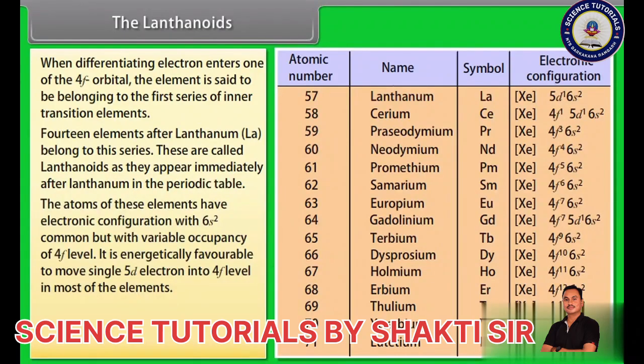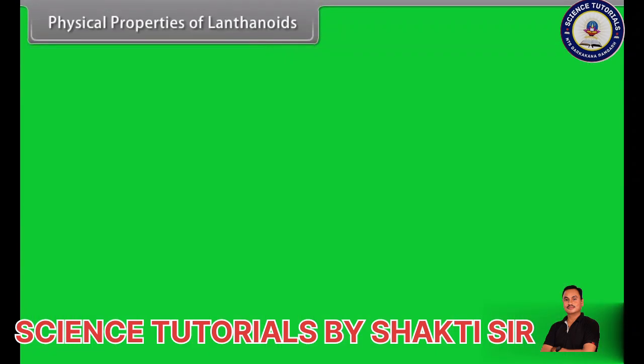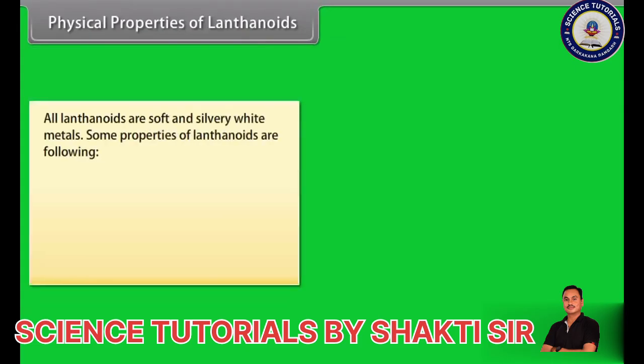The atoms of these elements have electronic configuration with 6s2 common but with variable occupancy of 4f level. It is energetically favorable to move a single 5d electron into 4f level in most of the elements. Cerium, gadolinium and lutetium have 5d1 arrangement because they leave a half-filled 4f level, which gives increased stability. Physical properties of lanthanoids. All lanthanoids are soft and silvery white metals.